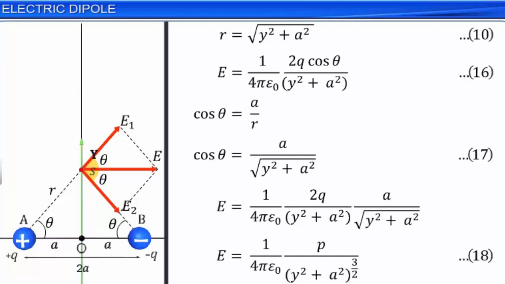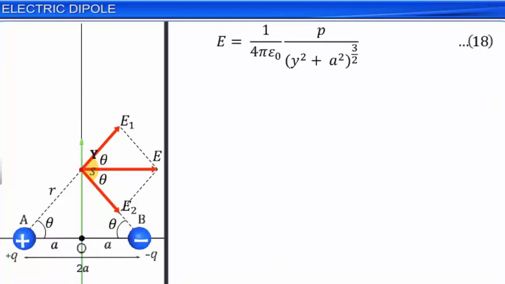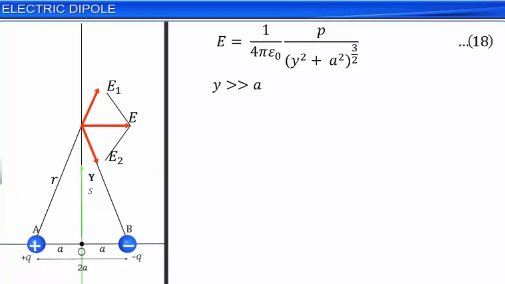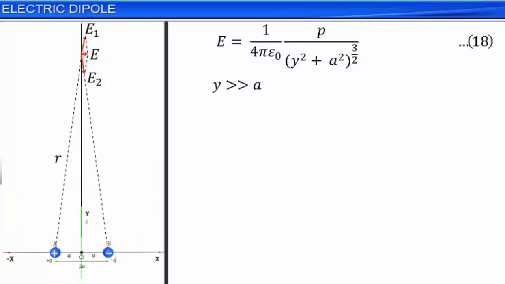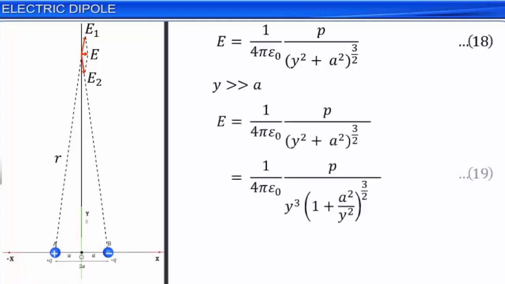When the point S is at a very large distance from the center O, then y is very large as compared to a. Then, writing the expression 18 as in equation 19 and neglecting the term a square by y square for y which is very large as compared to a, and on further simplification we get E is equal to 1 by 4 pi epsilon naught P by y cube. Let this be equation 20.